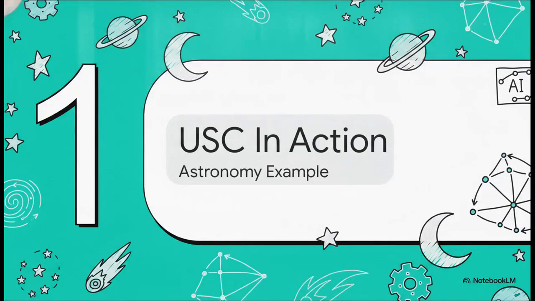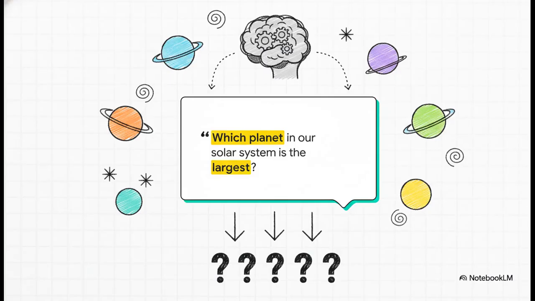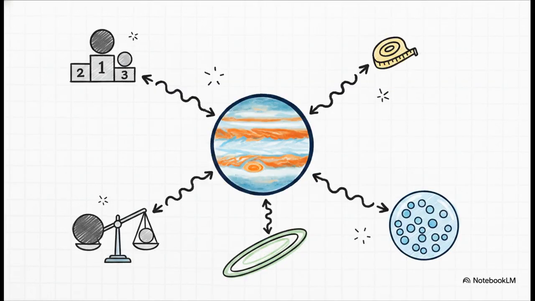USC in action: Astronomy. Let's take a look. Theory is great and all, but let's see how this actually builds in a real-world scenario. We're going to start with our initial prompt. It's a basic question for step 1: which planet in our solar system is the largest? Now, instead of just asking this once and taking the very first thing the AI spits out, we are going to run this exact same prompt 5 separate times to generate a diverse pool of responses. Here we've summarized the 5 different outputs the AI generated.